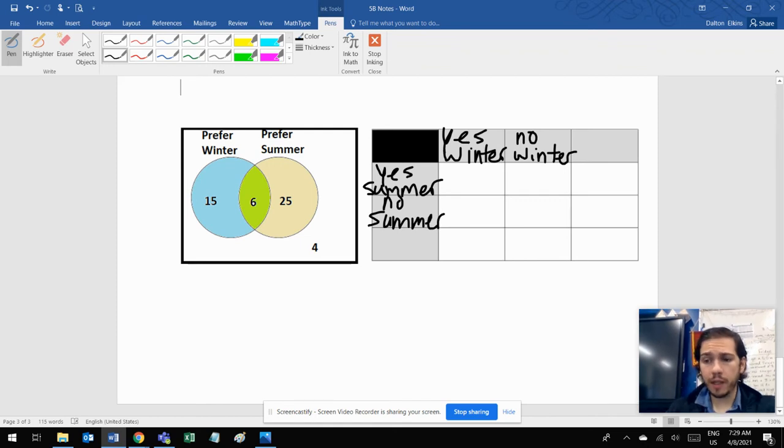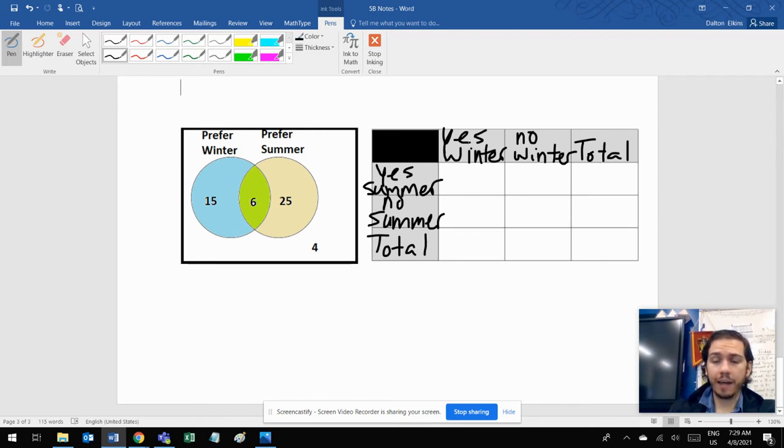And then if you remember from the last video, the first video where we introduced two-way frequency tables, in the last row and the last column, this is where we're going to put our total. So let's start filling out what we can fill out.